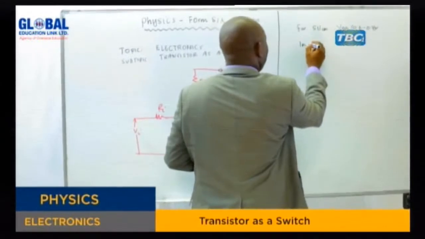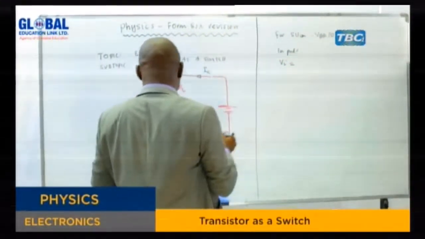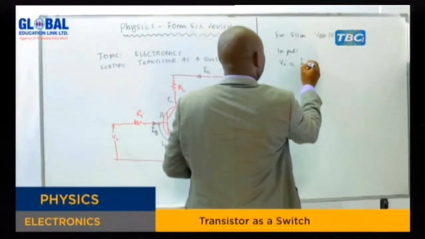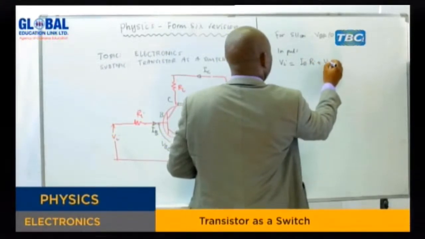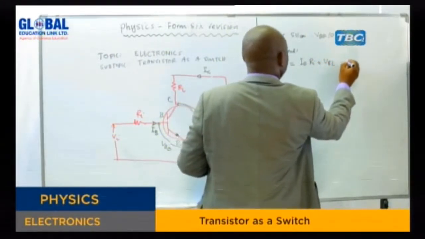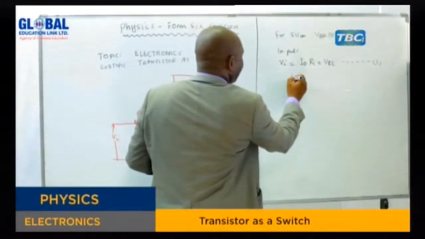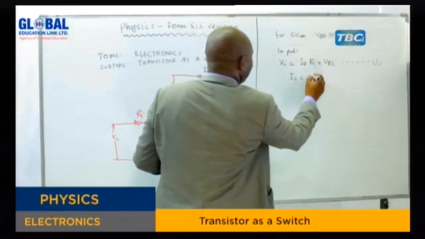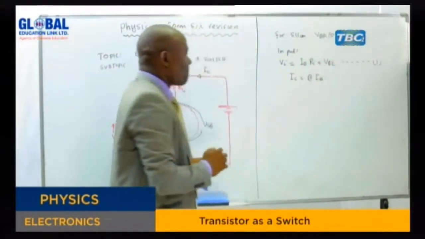for the input circuit, we have the input voltage given by IB times R input plus VBE. That is one. And remember, the collector current is given by this times beta.